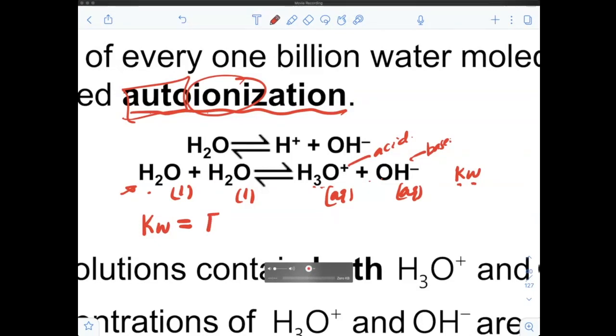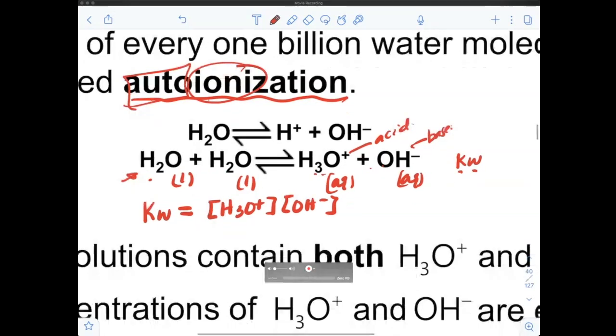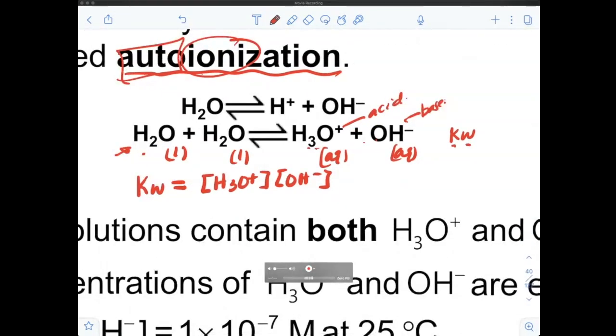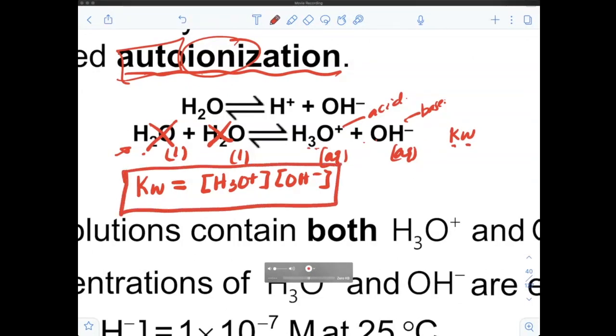I know it's a lot to say. H3O plus multiplied by OH minus, right? Divide by the reactants? No, these do not make it into the equilibrium expression because they are liquid. The equilibrium expression only takes in aqueous and gas phase chemicals, not liquids or solids. Okay, so here we get our Kw equation from the autoionization of water.